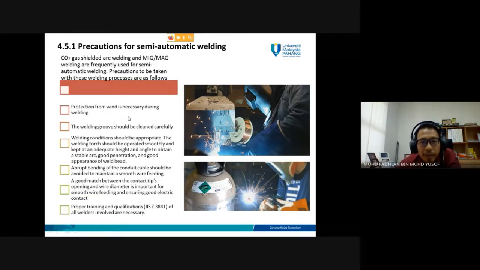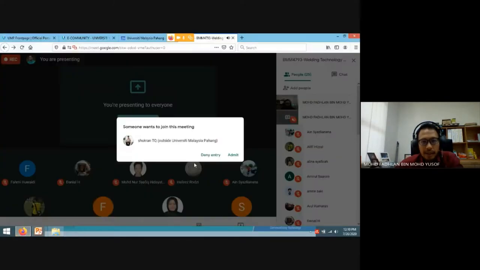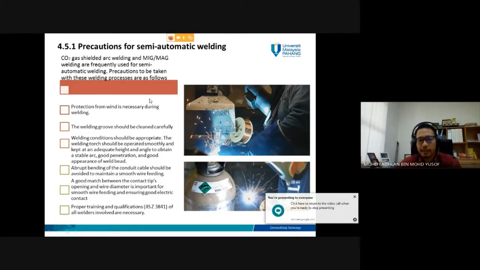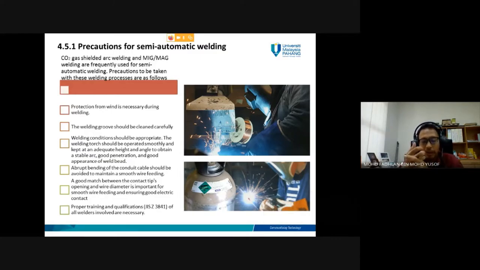This is in order to make sure the environment is really under control. As you remember, in the previous topic it was explained that gas from the environment, for example, was able to affect the weld quality. There would be a reaction between gas from the environment, if we have no shielding gas or the shielding gas is not enough, and all of that will affect weld quality. That's why protection from wind is necessary during welding. This is more related to achieving the optimum condition during the process.